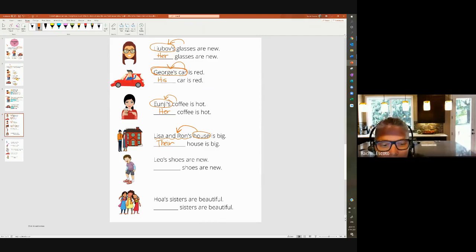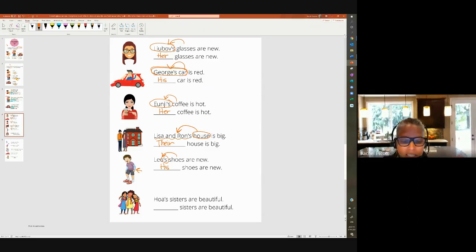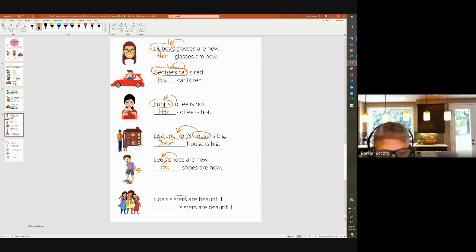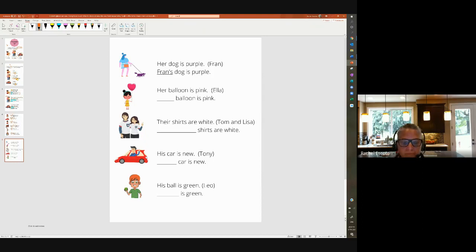All right, now we're talking about Leo's shoes, the shoes that belong to Leo. So we say his, because he's a he, his shoes. Okay, now we're talking about the sisters that belong to Oa. Here's Oa, and Oa is she, so we say her sisters. Her sisters are beautiful. Let's go the other direction. Let's go from the possessive adjective to the possessive S.